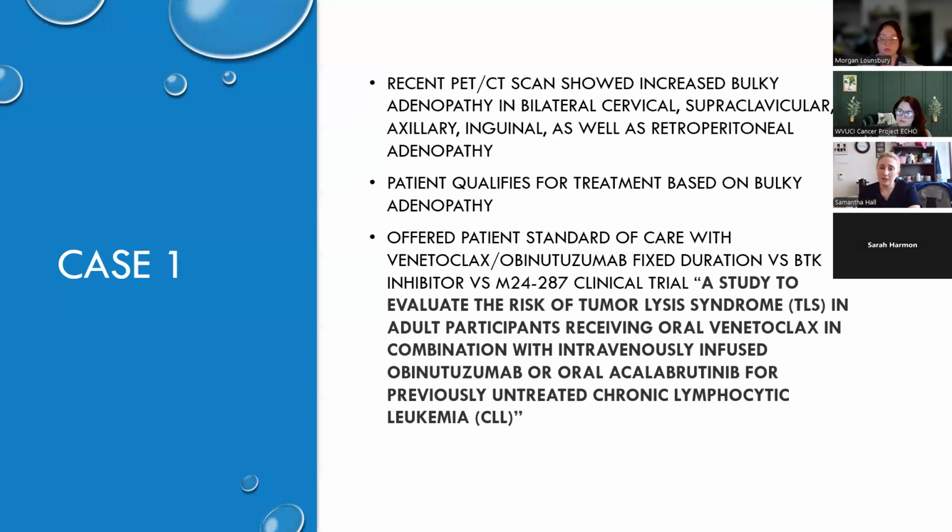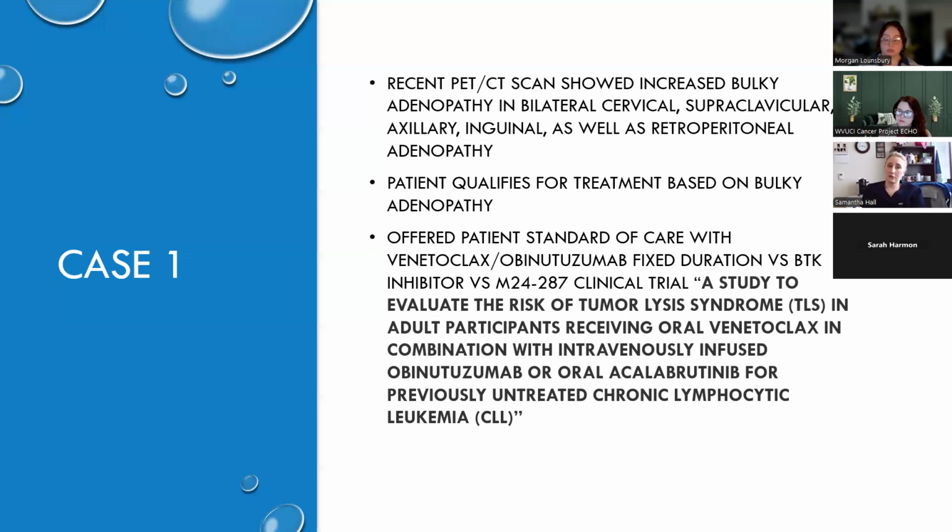He still doesn't have any constitutional B symptoms, and his white count and lymphocytes are actually fairly stable. They went up a little bit, but it wasn't significant either. But when we talked to him about different kinds of treatments.